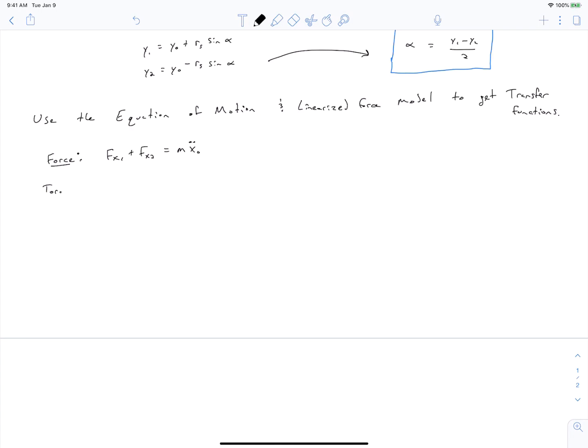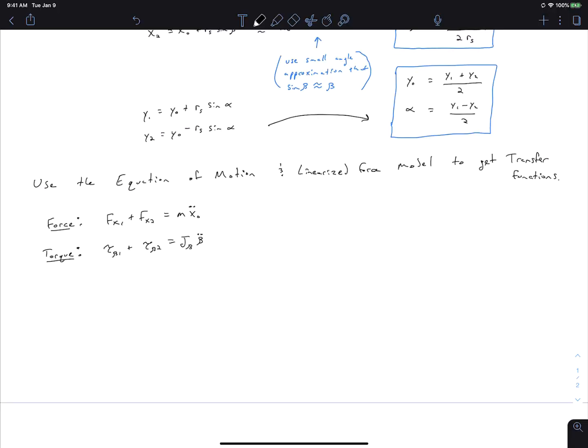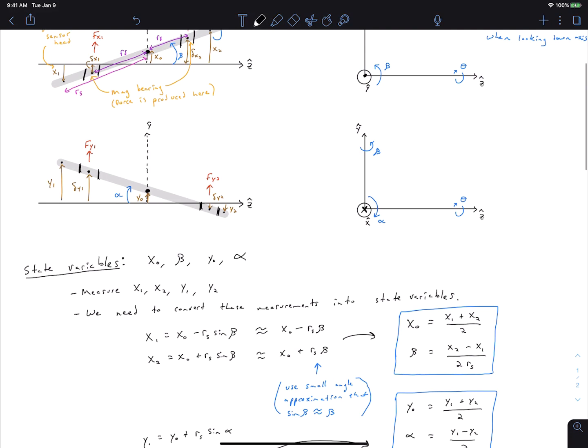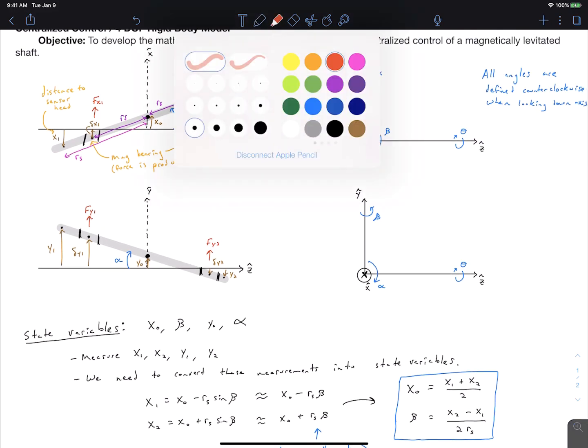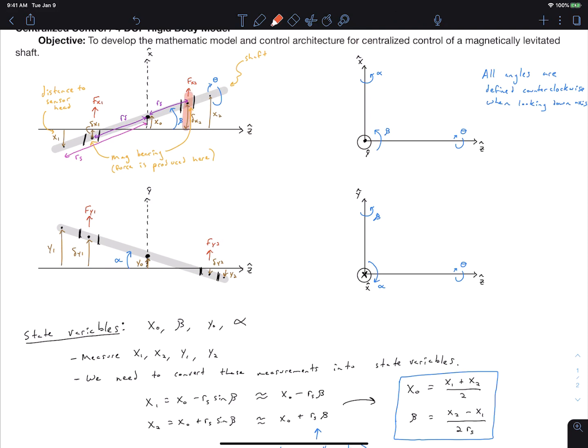And we can do the same thing for torque to get a differential equation for beta. So the torque acting at node 1 and node 2, we sum them up, and we get this differential equation. And we can approximate the torque acting upon our shaft in the beta direction as being the force at this point times lever arm, and the force at this point times lever arm. And the lever arm distance is this r delta.